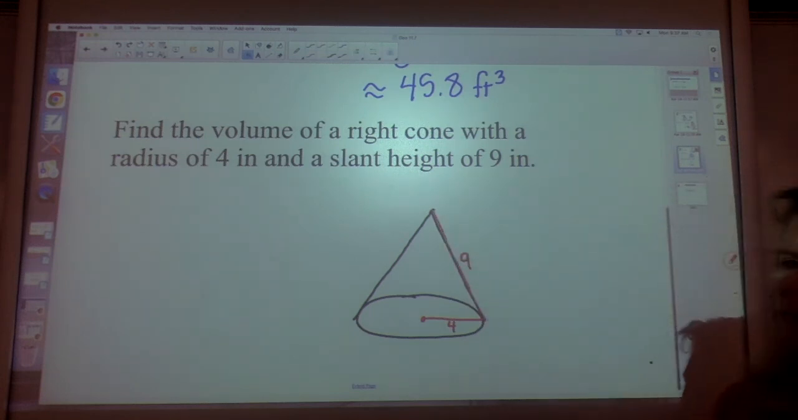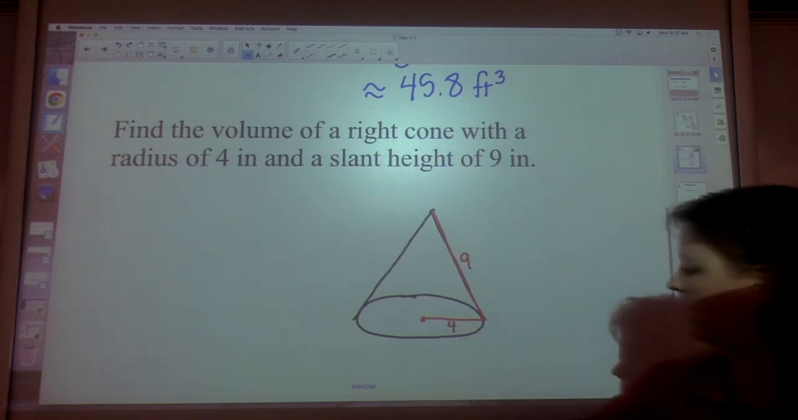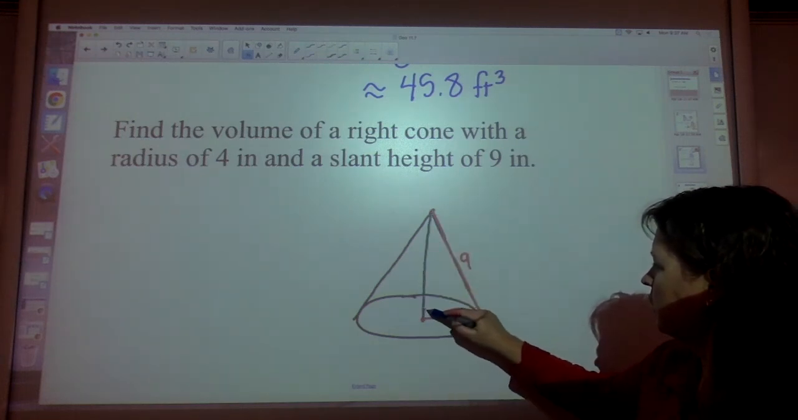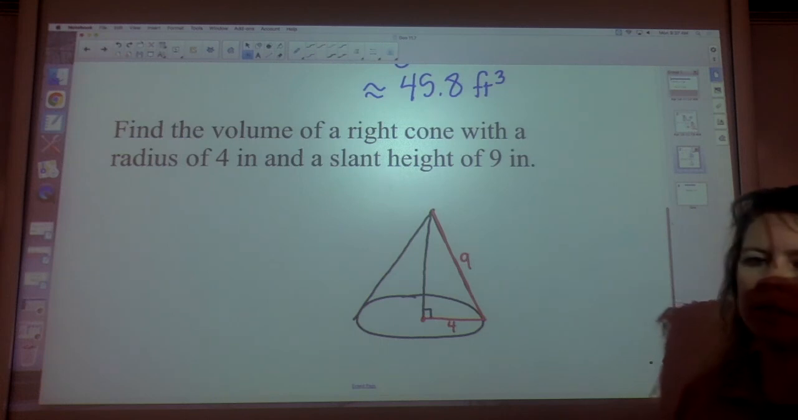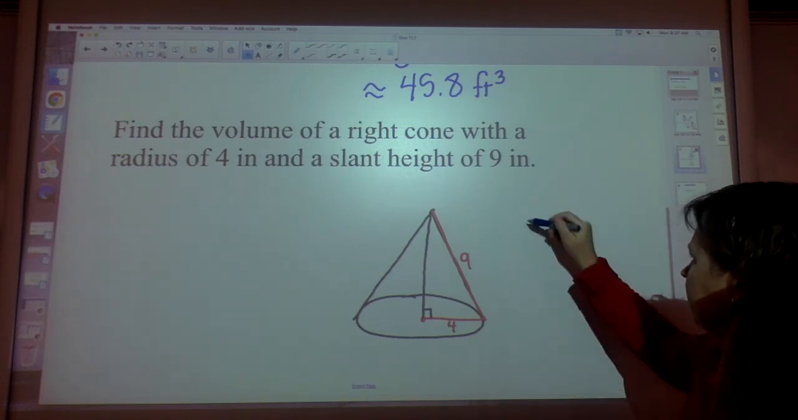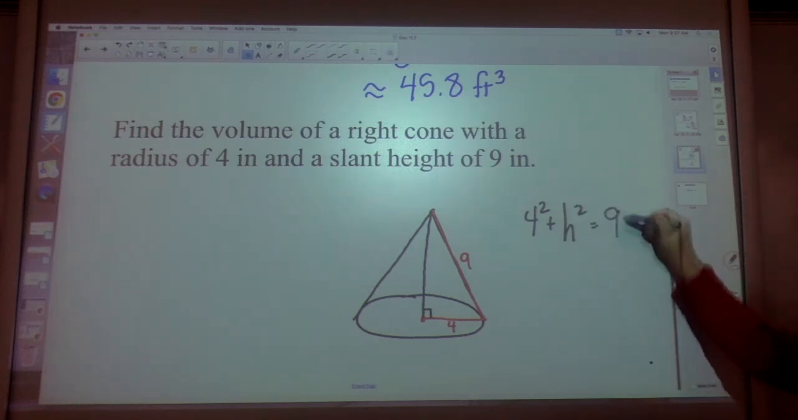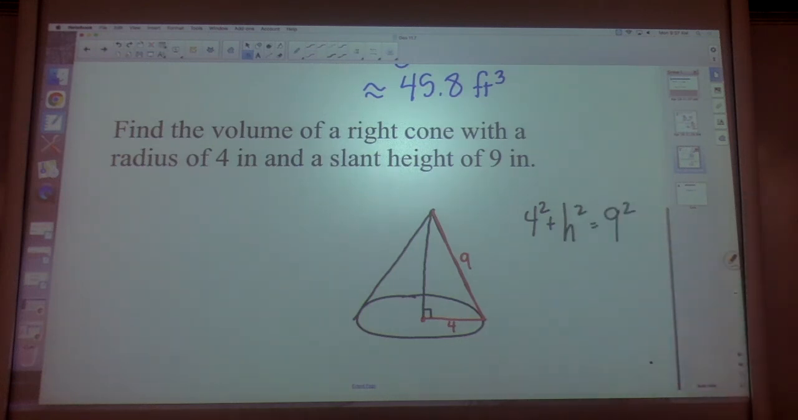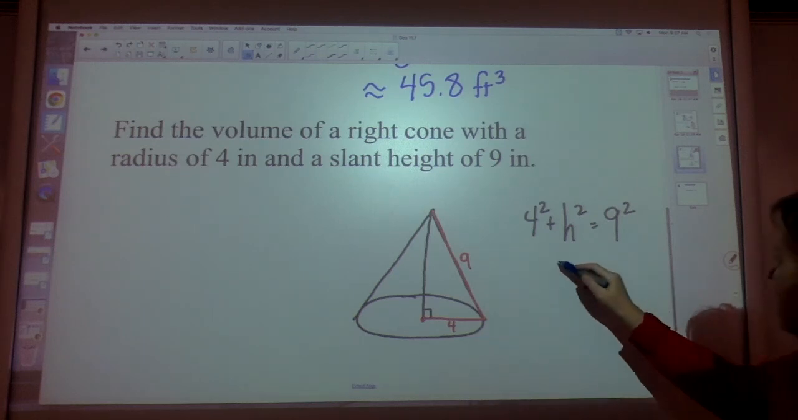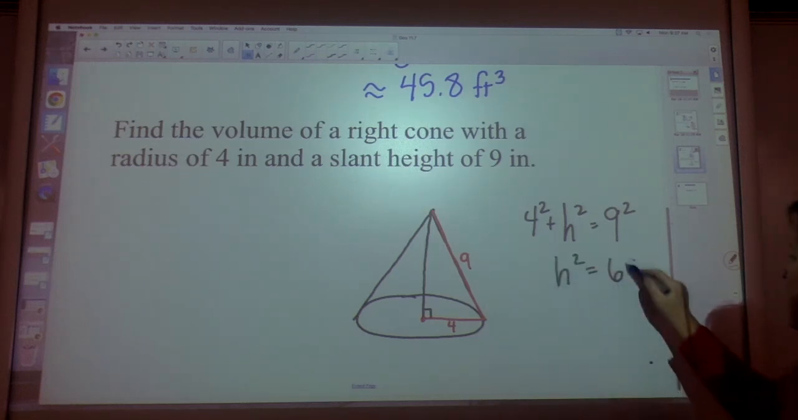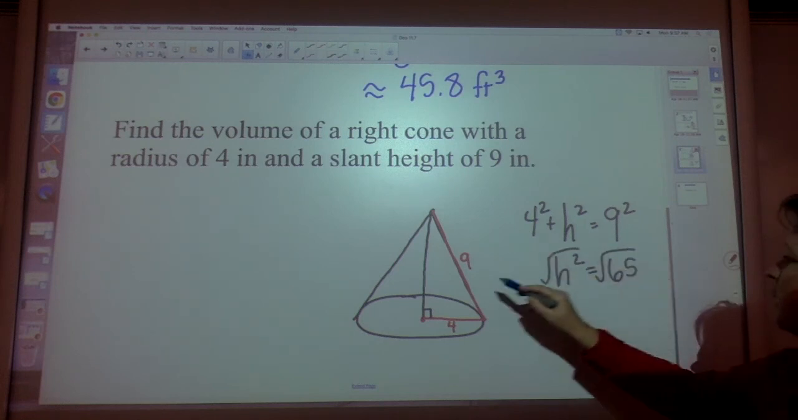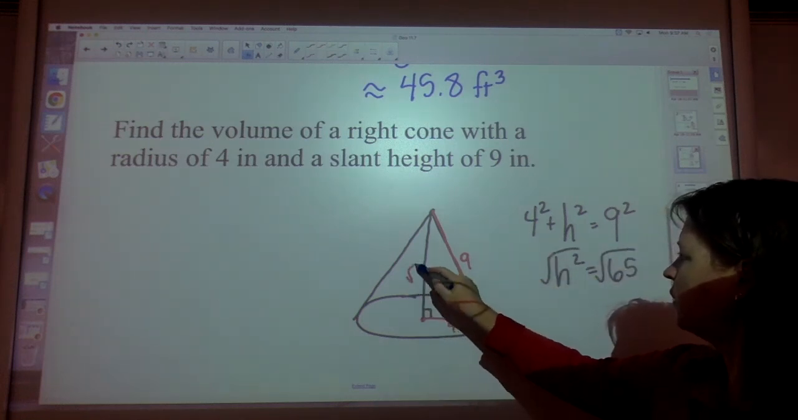Slant height isn't going to help us. We need its actual height. How do you find the actual height? We're going to need the Pythagorean theorem. So, a squared plus b squared equals c squared. Take 9 squared minus 4 squared. Make sure you're minusing on this one. And you get 65. Of course, the height isn't 65. The height is the square root of 65.